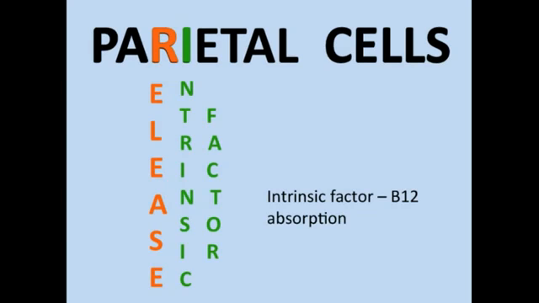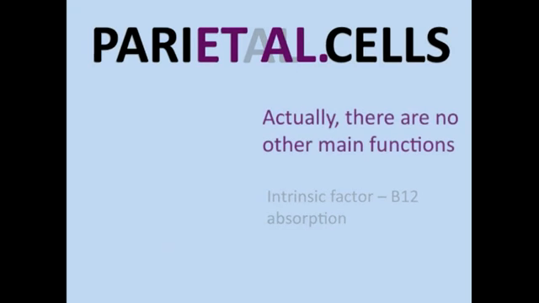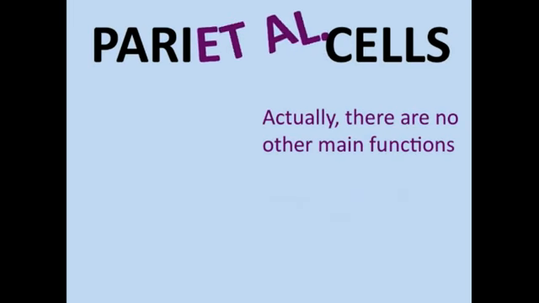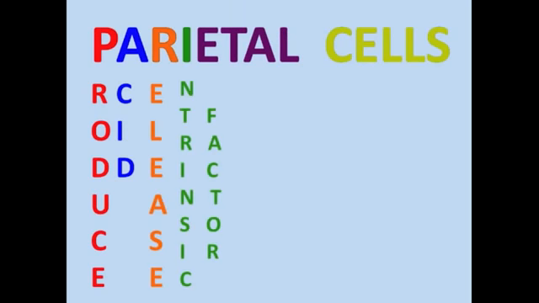And the final part of the mnemonic, et al, is supposed to refer to the other functions of the parietal cells, which for all practical purposes is nothing really. So all you really need to know is that parietal cells produce acid and release intrinsic factor. The acid production is crucial for protein digestion, and the intrinsic factor is crucial for vitamin B12 absorption.